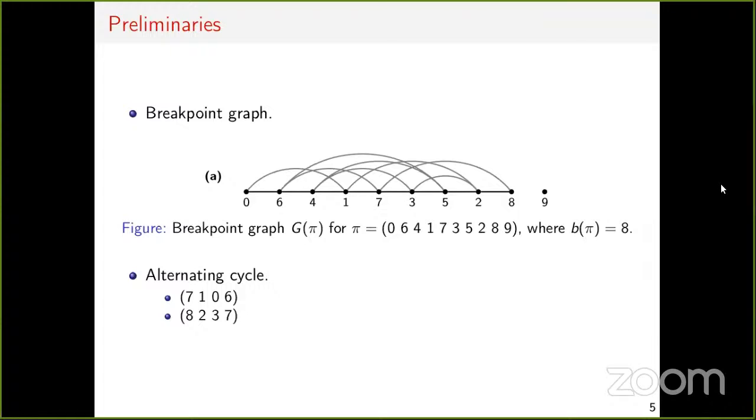And finally, an alternating cycle is a cycle in the graph where consecutive edges have different colors. For example, the cycle 7, 1, 0, 6 is an alternating cycle because the edge 7-1 is a black edge, the edge 1-0 is a gray edge, the edge 0-6 is another black edge, and the edge 6-7 is a gray edge. The same goes for another example, 2, 3, 7.